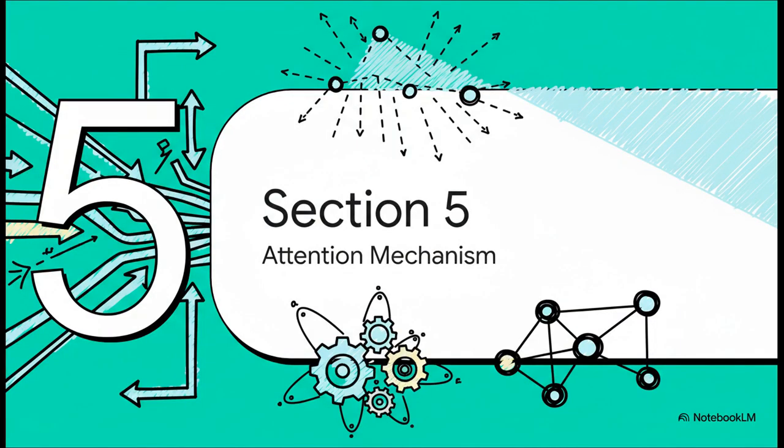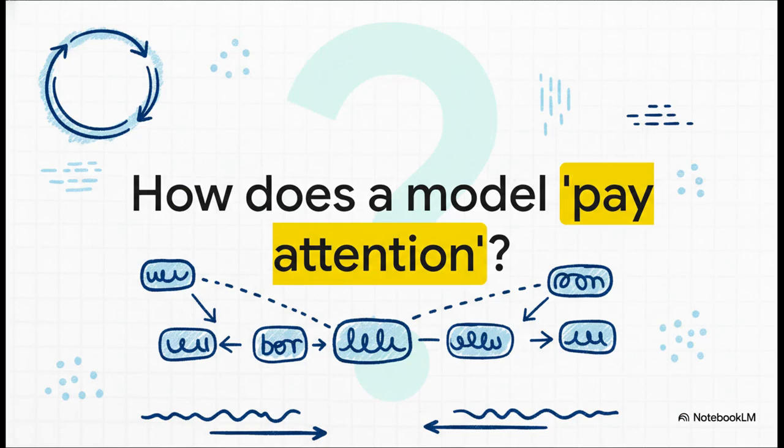Okay, we've said the word attention about 1,000,000 times now. So let's finally get into the engine room and see how this thing actually works. This is the core concept. So, the big question is, how does a computer model, a bunch of code, actually pay attention to other words? What does that even mean?